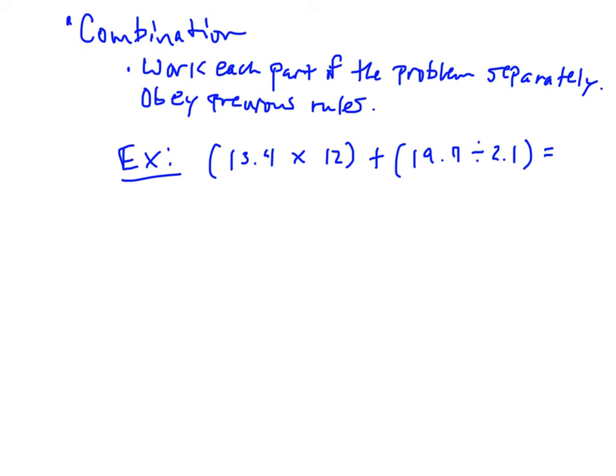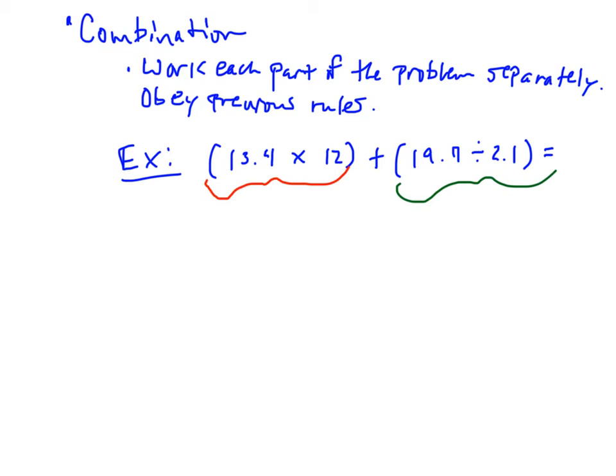So the last rule is combination. This is where you combine multiplication and division and addition and subtraction all wrapped up into one problem. The rule is that you work each part of the problem separately and you obey the previous rules. There are two parts to this problem. We have a multiplication piece over here, and we have a division piece over here. So we'll work each part of this problem individually.